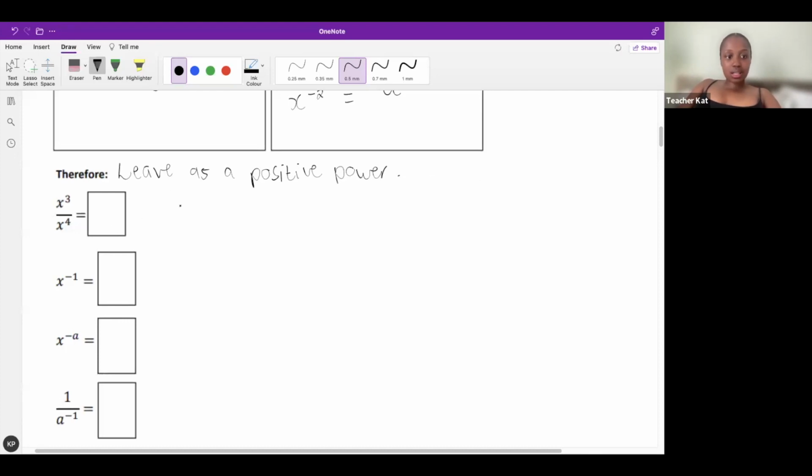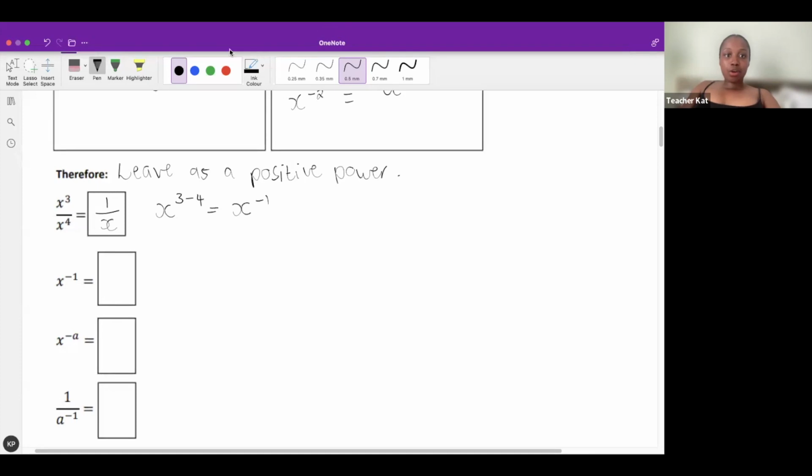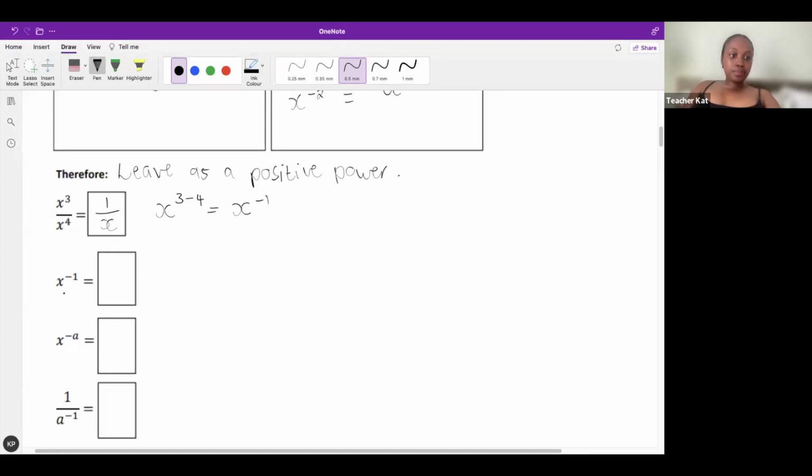Let me do this on the side. Okay, this is the same as x to the power of 3 minus 4, which will then give us x to the power of negative 1. And that can be rewritten as, in a positive power, 1 over x. Okay, hopefully we're all still with me there.